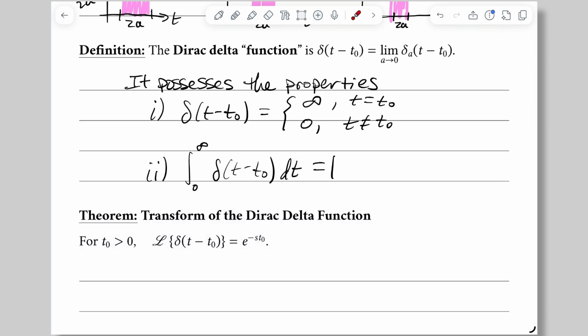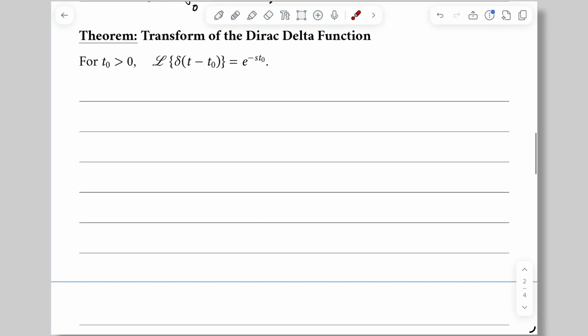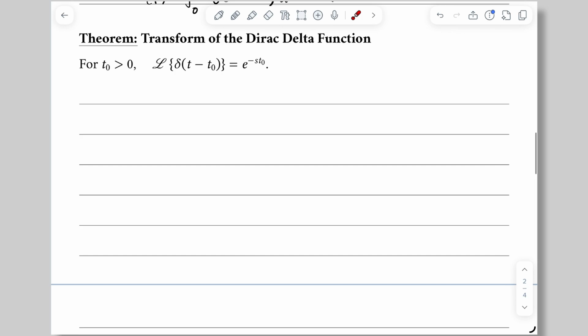Even though it's not formally a function, it does have its uses, and we can transform it using the Laplace transform. The Laplace transform of delta of t minus t sub 0 is e to the negative s t sub 0. We can think about this in contrast to the unit step function. The Laplace transform of the unit step function u of t minus a is e to the negative as over s.